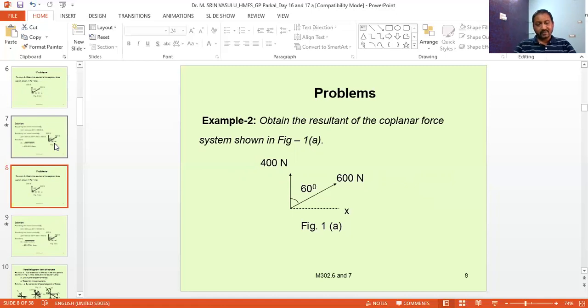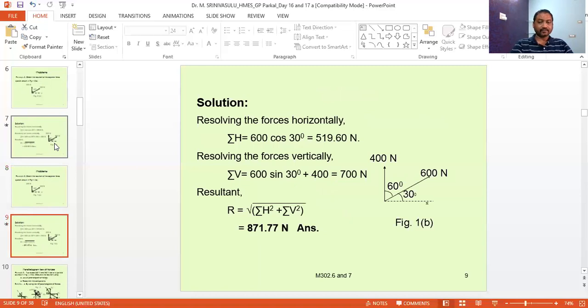In the figure there are two forces shown. One is 400 newtons acting vertically upwards. The next one is 600 newtons acting at an angle of 60 degrees with the vertical. Now coming to the solution part. We should find the angle made by the 600 Newton force with horizontal. So that is 30 degrees.